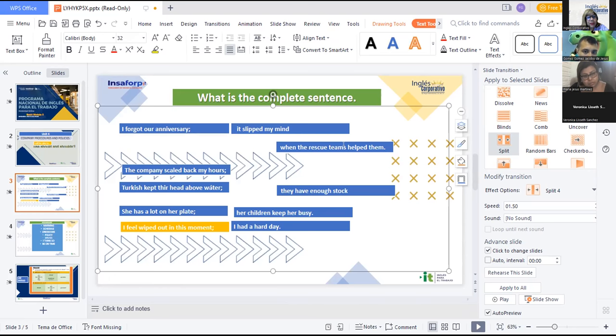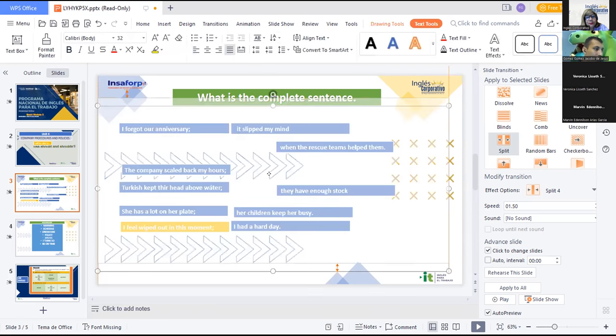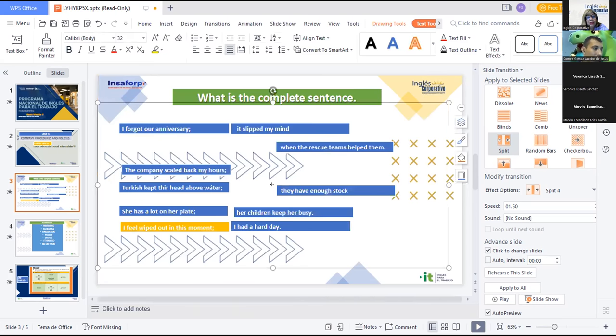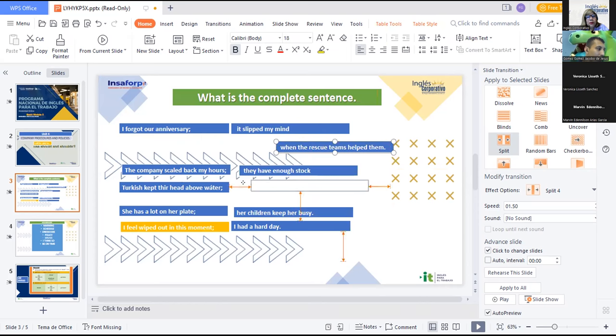Only two are left. The company scaled back my hours and Turkish kept their head above water. Teacher. Yes. Turkeys kept their head above water when the rescue teams helped them. Exactly. And by obvious reasons, the one that I left is the company scaled back my hours, they have enough stock. Okay, move it to the, yeah, exactly.